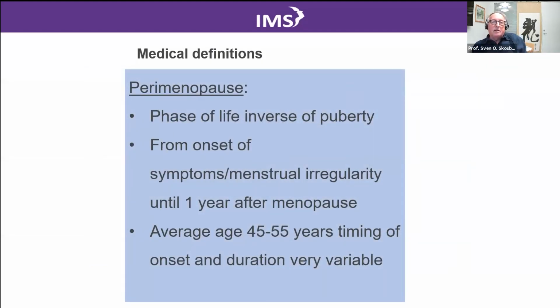So starting out with a medical definition that I'm sure you're all aware of, the definition of perimenopause, but it is in a way setting the scene. Perimenopause is defined as the phase of life inverse of puberty. It starts from onset of symptoms, that is first and foremost menstrual irregularities, and it stops after 1 year when the woman has experienced her last bleeding, and we are coming into the real menopause according to the WHO definition. There's quite a widespread difference from one woman to the other in relation to the starting of the symptoms. So the perimenopausal period from a chronological point of view varies between the age of 45 and up to 55, in fact.